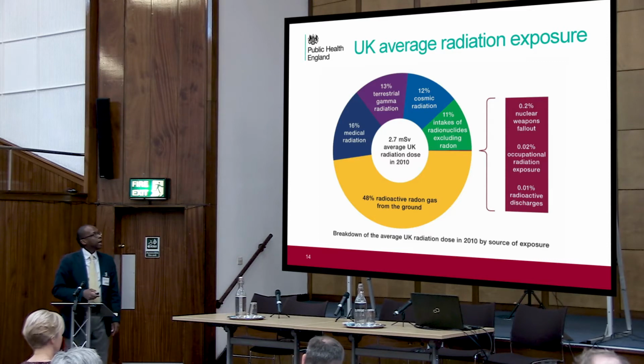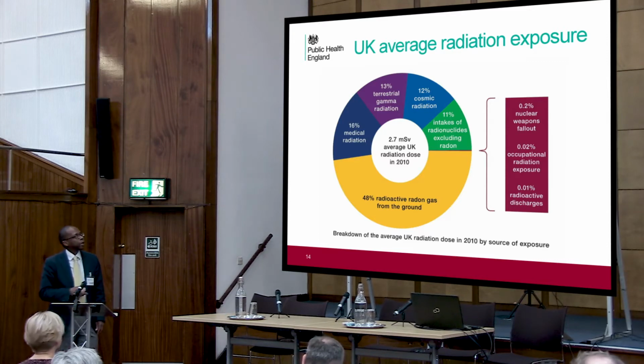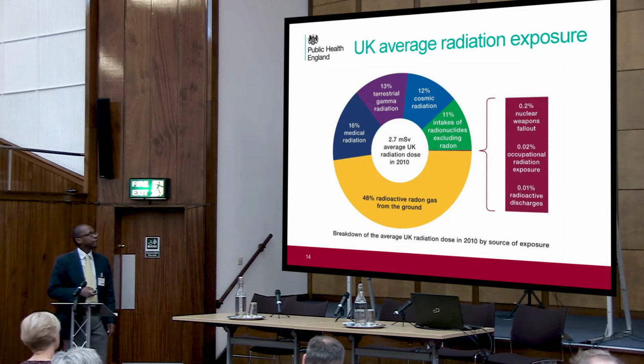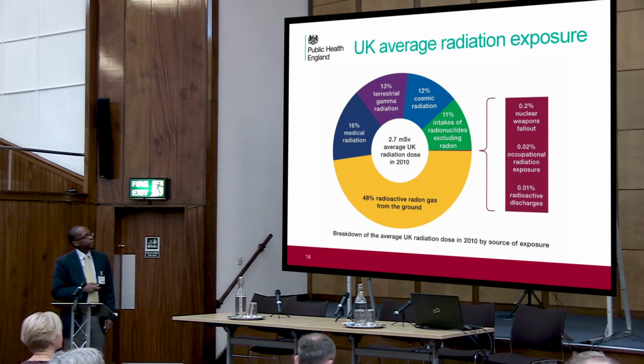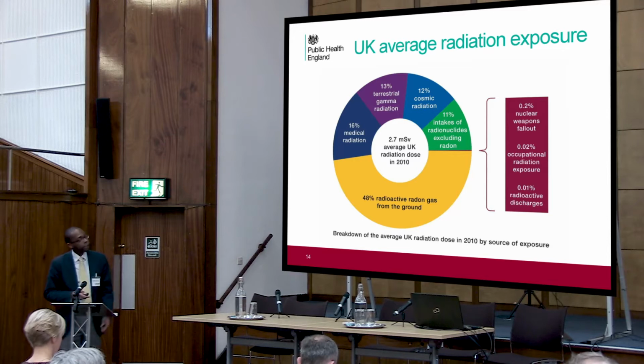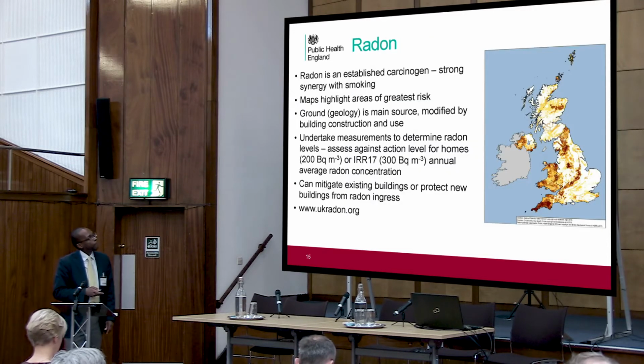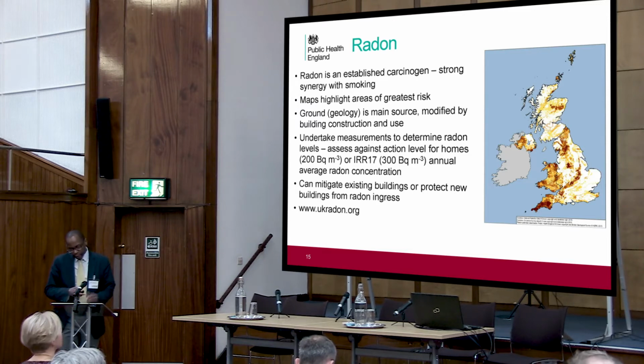On to radiation. So the average UK exposure to radiation from an individual is 2.7 millisieverts. And the large component of that comes from radioactive radon gas from the ground. So we know that radon is a carcinogen whose exposure and risk is exacerbated through smoking. Geology is the main source, and the map is based on 500,000 measurements in homes across the UK, as well as the local geology, which strongly influences the levels, principally through granite.